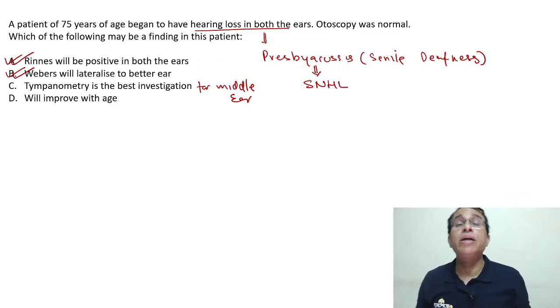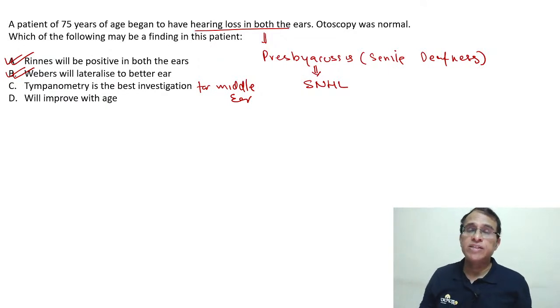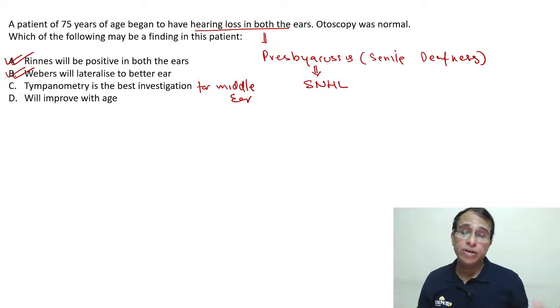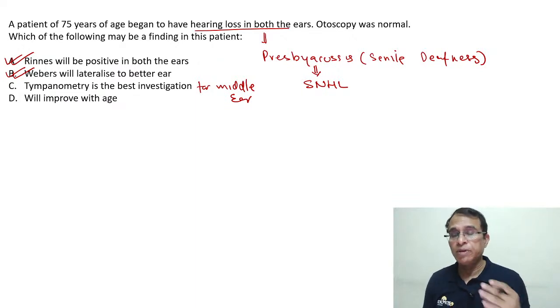Tympanometry. Middle ear is called tympanum. The other name for middle ear is tympanum, and metry is investigation, so investigation of the middle ear is tympanometry, and presbycusis affects the inner ear. So A and B both are correct. Those who mark A will get full marks.